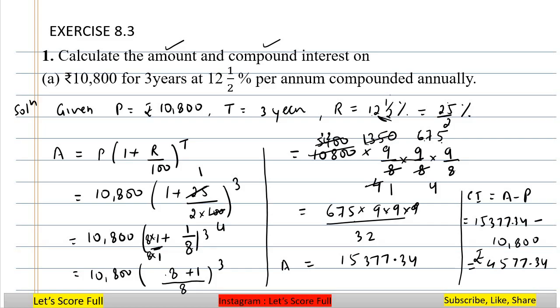We can write the final statement saying that the amount after 3 years will be 15,377 and the compound interest will be 4,577.34. You can solve this in your notebook. By doing it, you make your calculation perfect. This will help you to reduce calculation and also improve your speed. Let's move to the next question.